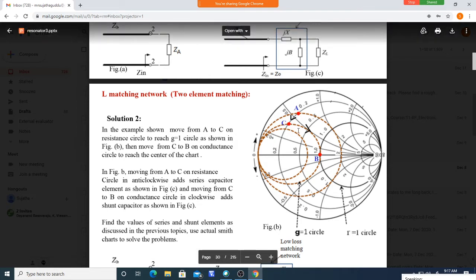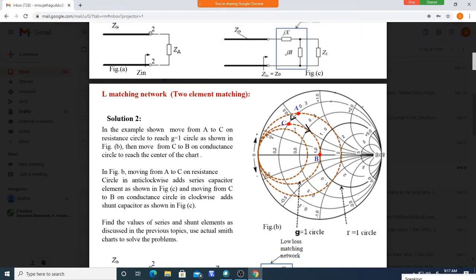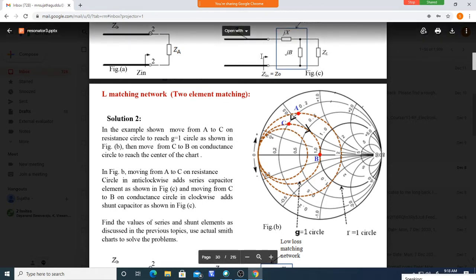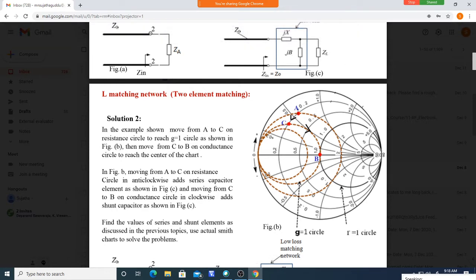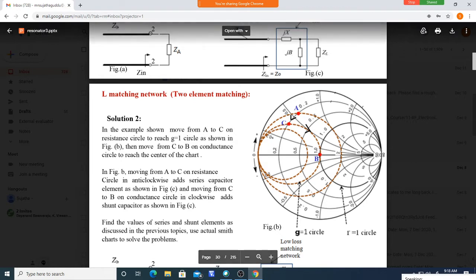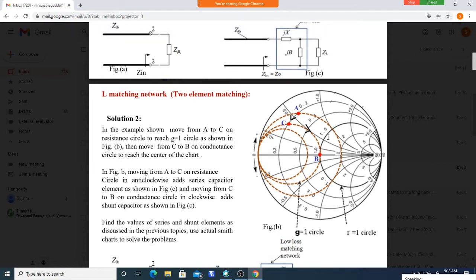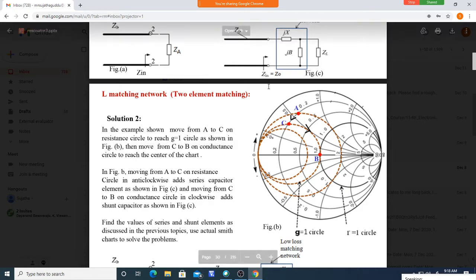So conversely, we can bring any value of impedance here also. If 50 ohm is given, and I want this impedance between these two terminals, how can I get it? This is 50 ohm, you mark it here, move like this and reach like this. Another solution is, you can move like this, like this, and come like this. Then also we can get the impedance here equal to ZA.